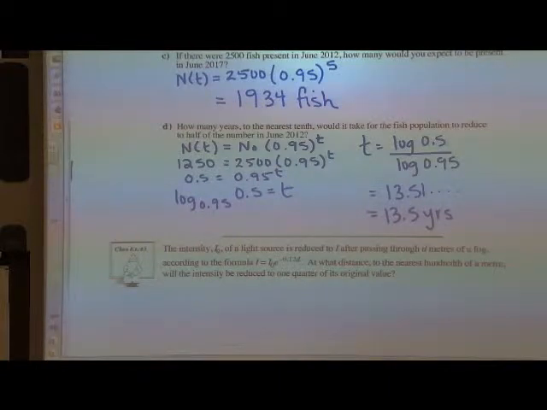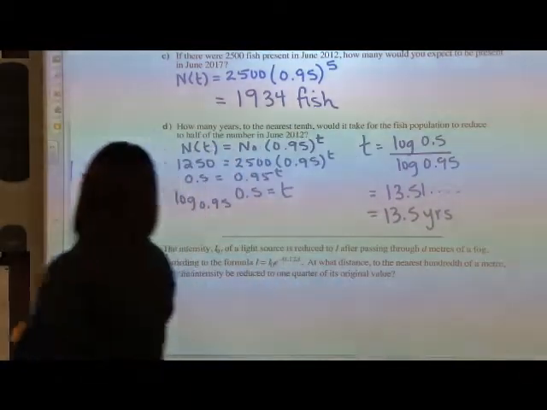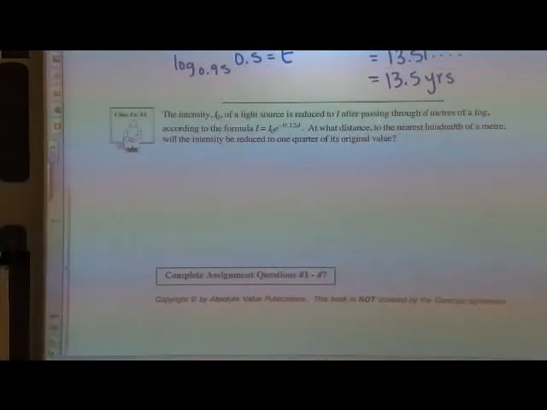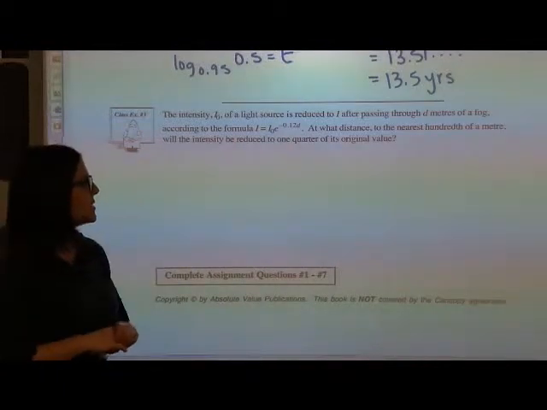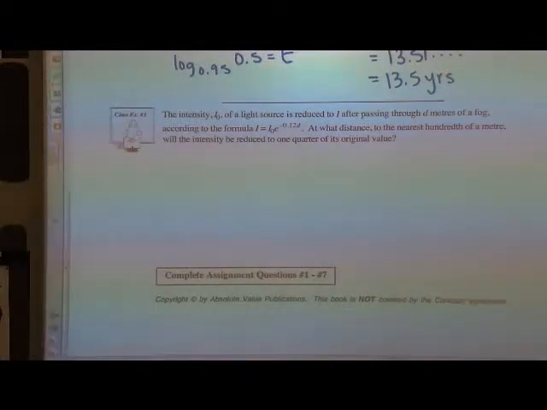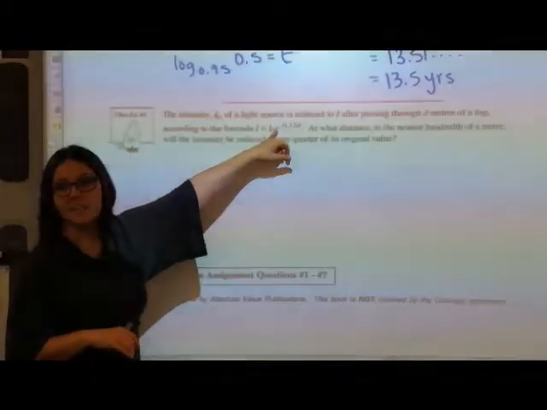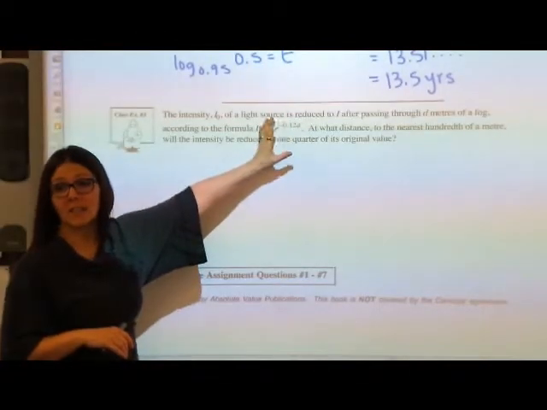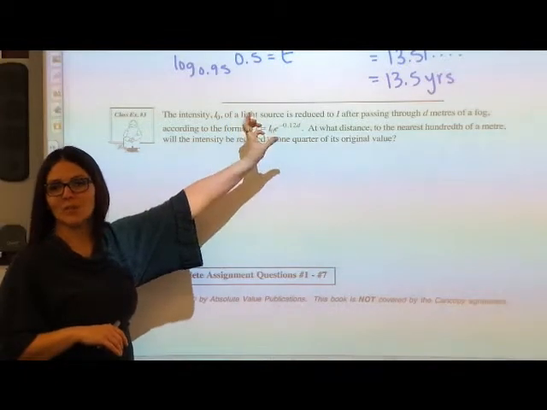So 13.5 years. Okay. The next question, before you've got some practice ones to do, has to do with the intensity of a light source. The initial intensity is reduced to another intensity after passing through d meters of fog, and it's using the formula I equals I of 0 times e to the power of 0.12 times d. The thing to realize is e is a constant. What's the inverse of e?